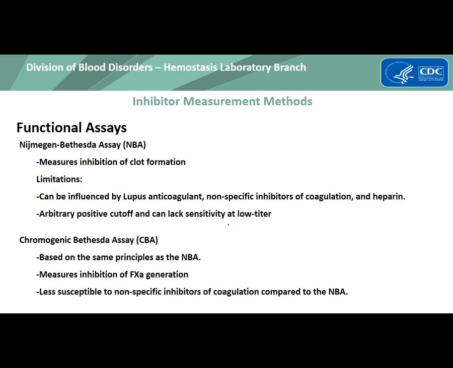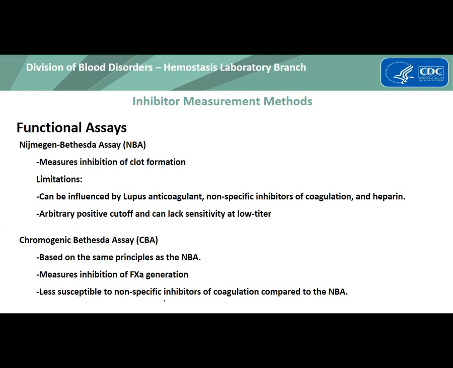A second type of functional assay is the chromogenic Bethesda assay. And this assay is based on the same principles as the Nijmegen-Bethesda. But rather than measuring inhibition of clot formation, this assay measures inhibition of factor 10A generation. And most people think that it's actually less susceptible to non-specific inhibitors of coag compared to the Nijmegen-Bethesda. And this most likely is a result of the fact that this assay focuses in on a narrower portion of the coagulation cascade when compared to the clotting assay. And I'll talk more about that in a little while.